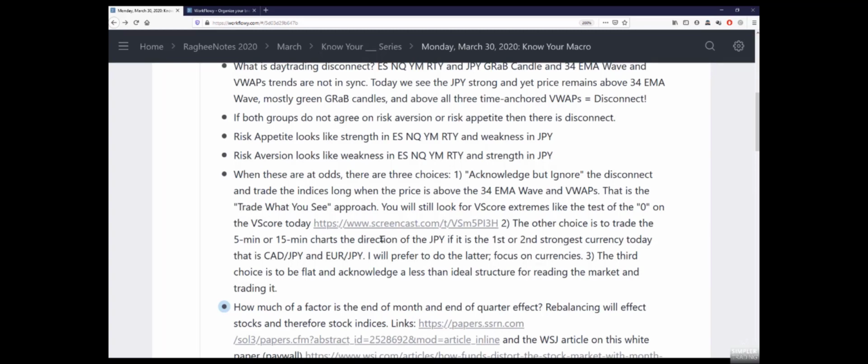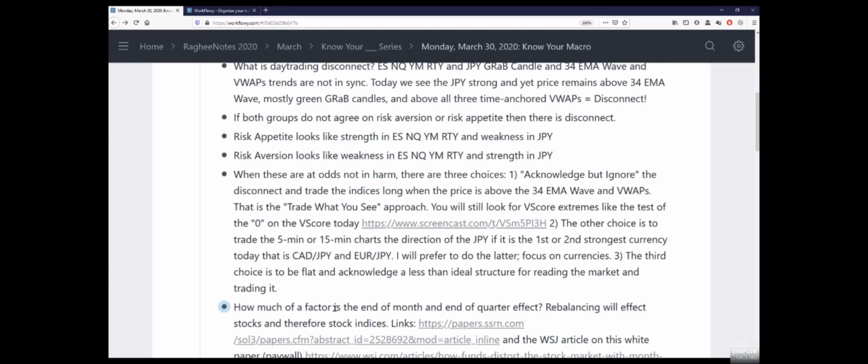So when these are at odds, meaning not in harmony, there are three choices. Acknowledge but ignore, which would have had you long the ES, NQ, YM, RTY to varying degrees. Just trade what you see, as these indices were heading higher, bouncing off the V-score, green candles above the volume weighted average prices. I think that's huge. And that's a huge part of, if you're like, okay Rod, give me something really basic that I can hang my hat on to understand if we're on the bullish or bearish side of something.